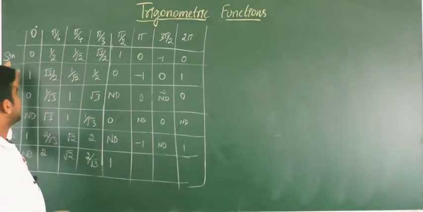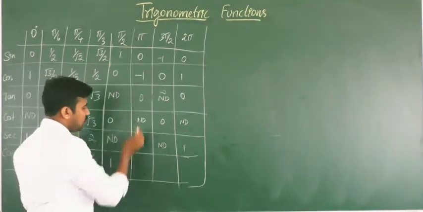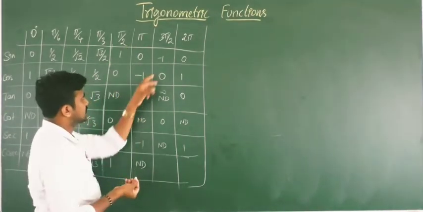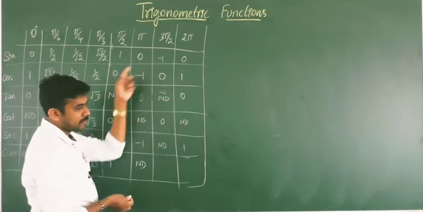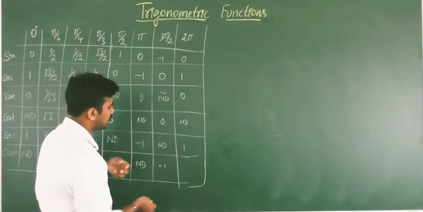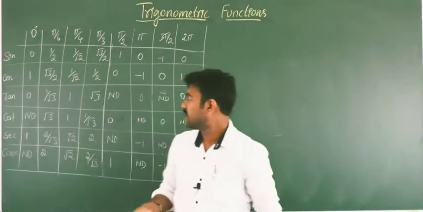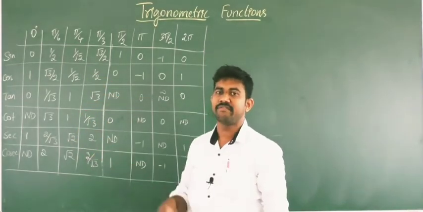And cosecant is the reciprocal of sine, so cosecant pi is nothing but 1 by 0, that is not defined. Cosecant 3 pi by 2 is 1 by minus 1, minus 1. Cosecant 2 pi is what? 1 by 0, that is not defined. So like this we'll get the quadrantal angles for the other trigonometric functions also.